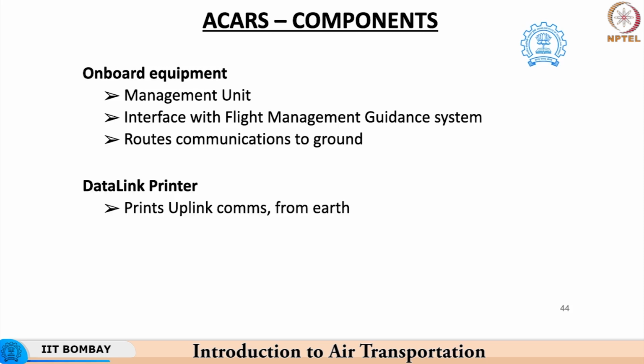The second component of the aircraft is the data link printer. So what happens is the data that is provided by the ground station to the aircraft can be remotely printed on the aircraft itself, so that a more clear understanding of the message that has been transmitted by the ground station can be obtained.